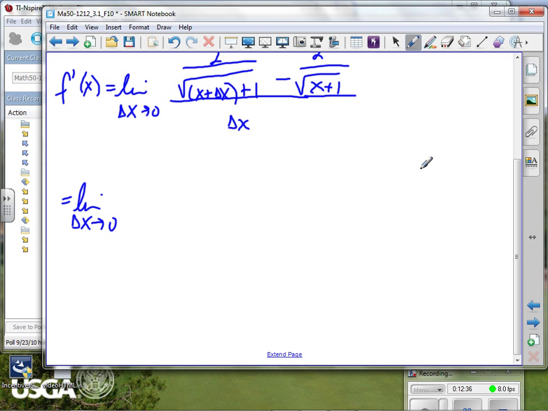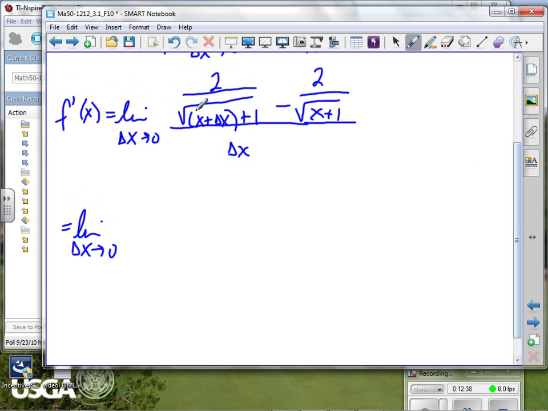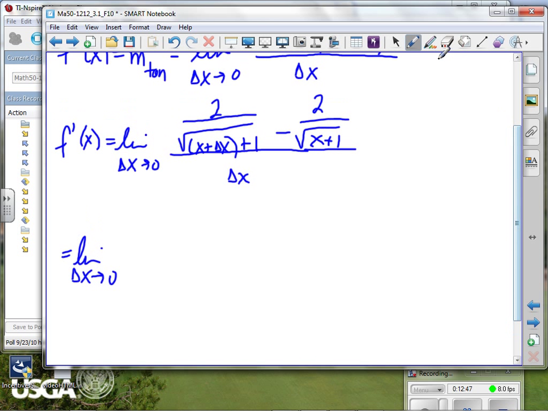Okay, so here we are. My common denominator is going to be the square root of this quantity times the square root of this quantity, which means that I'm going to have to multiply this fraction by something, and this fraction by something. And what am I going to multiply by? I'm going to have to multiply this fraction over here by what value?